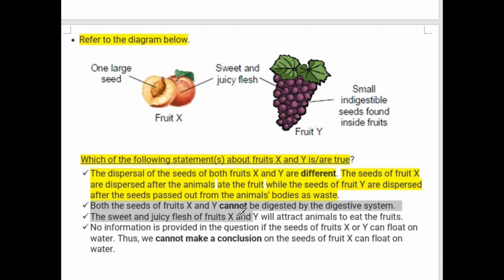Both the seeds of fruits X and Y cannot be digested by the digestive system. The sweet and juicy flesh of fruits X and Y will attract animals to eat the fruits. No information is provided in the question if the seeds of fruits X or Y can float on water. Thus, we cannot make a conclusion on the seeds of fruit X can float on water.